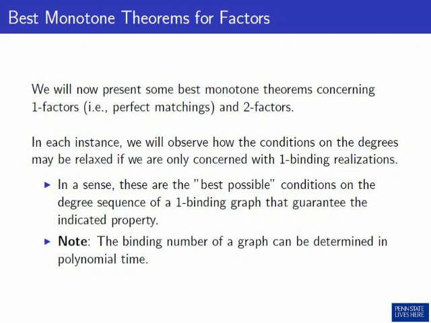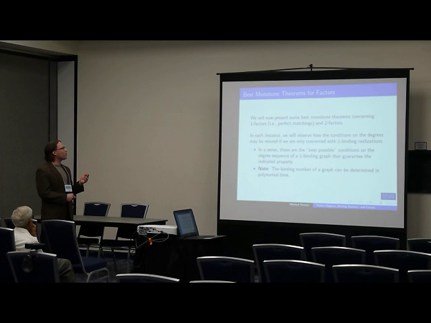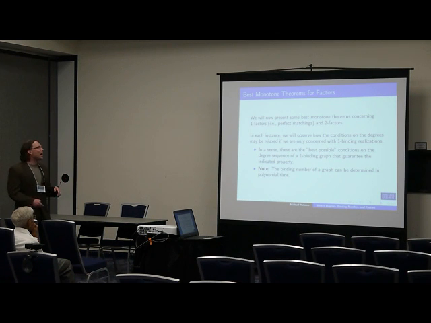So what I'd like to do now is present a survey of some recent results concerning when we have conditions on the degrees. What if we take into account that we know the binding number is at least 1, and we're only interested in the 1 binding realizations, and we want to guarantee that those realizations have the specified property? So we're going to consider 1-factors, i.e. perfect matchings, or 2-factors. In particular, a Hamiltonian cycle is a special case of a 2-factor.